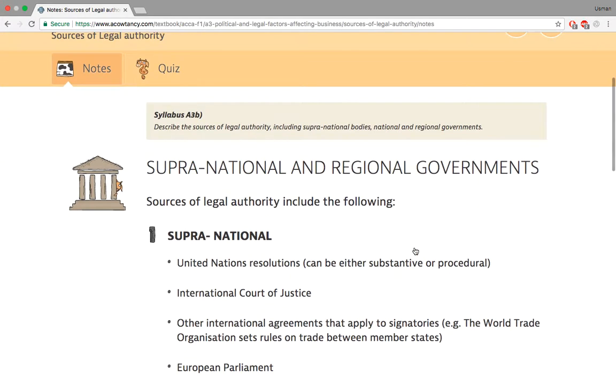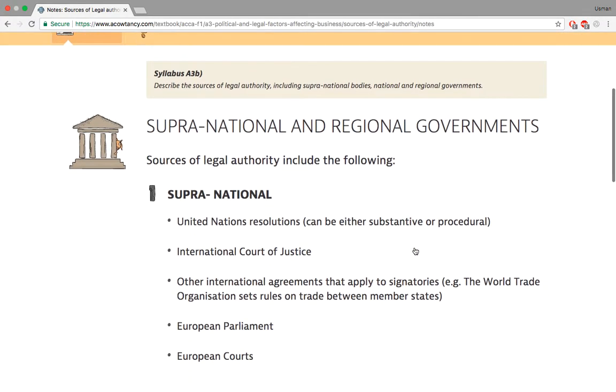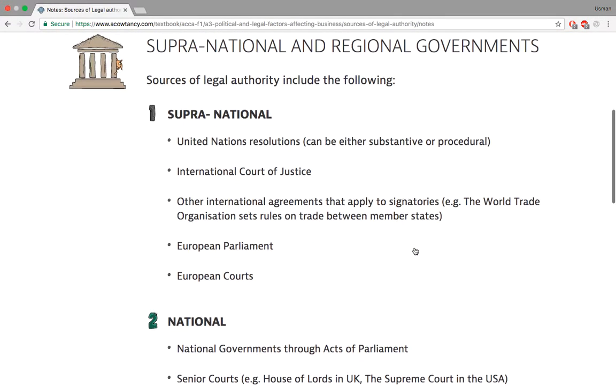What are the sources of the legal authority? Now, there are certain things called supranational. Supranational is not national, it is not from your country. It's coming from other countries, from all over the world. The United Nations is not founded by one country. No, there are more than 50 countries affiliated with it.